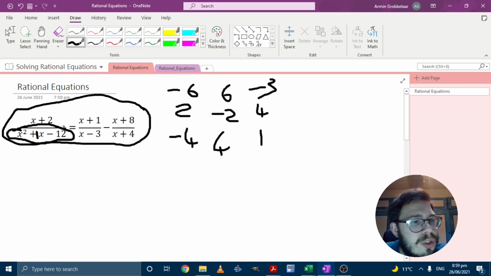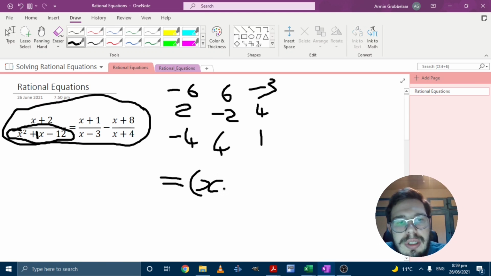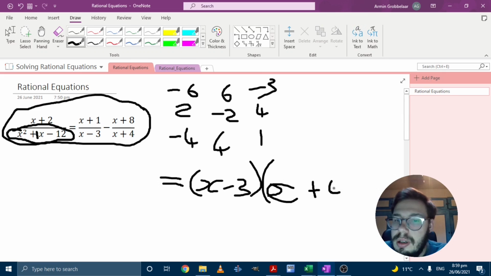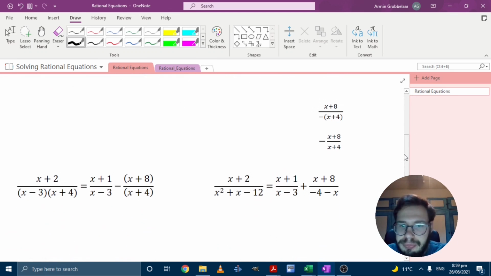Now if I try minus 3 times 4 gives me minus 12, and minus 3 plus 4 gives me 1. So I know that x squared plus x minus 12 is equal to x minus 3 times x plus 4. Sorry for my bad handwriting. So now in the place of x squared plus x minus 12, I can substitute x minus 3, x plus 4. And then I get the following.